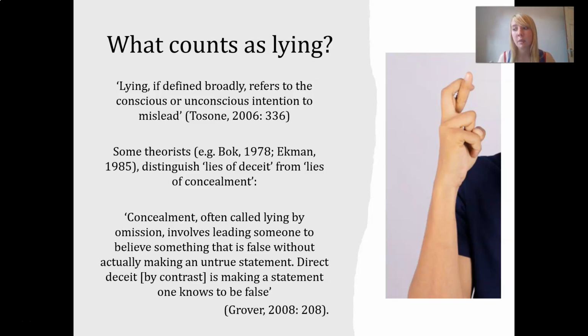There is research that tends to be oriented more around therapy research and social psychology, which extends lying into thinking about unconscious intention as well as conscious intention. And there are also theorists who separate out different kinds of lying. So Bok and Ekman both talk about distinguishing lies of deceit from lies of concealment. And concealment essentially is lying by omission, so not making an overt statement you know to be false, but perhaps not correcting somebody, not sharing information, or allowing information that you know is inaccurate to go forth and people to continue to have that impression.